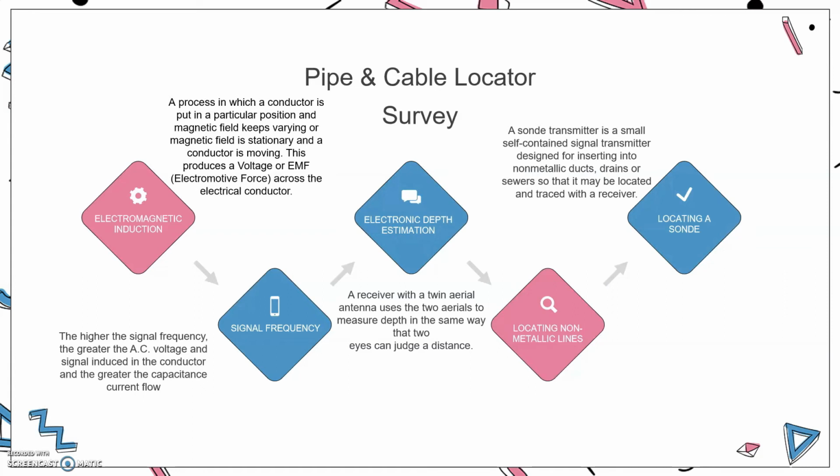A vertical aerial produces a single null reaction over the sonde, but this null reaction is also present at right angles to the sonde along an axis. For this reason, it is not appropriate to use a vertical aerial to locate a sonde.